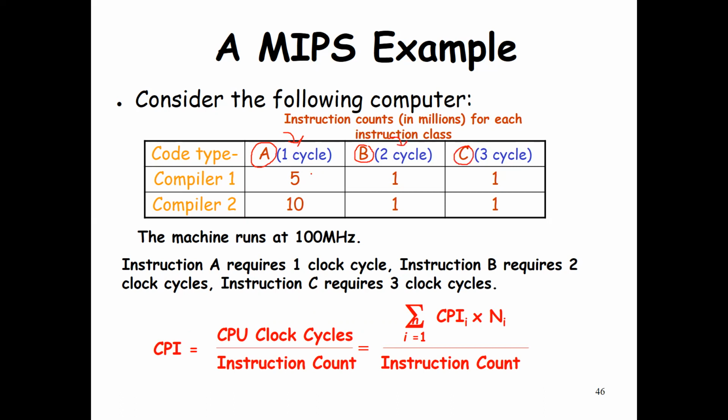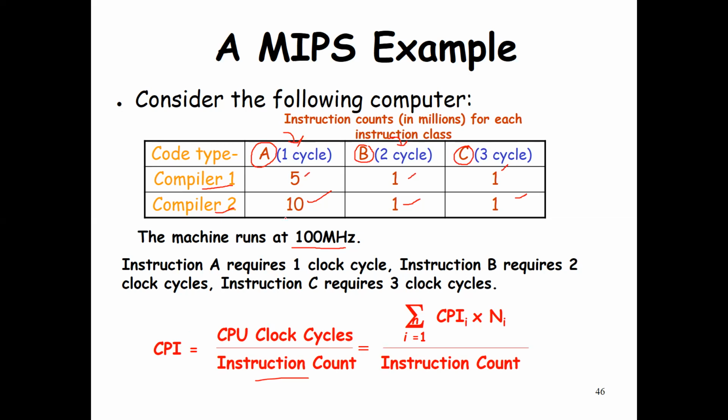Say that you have 2 programs. Program 1 has 5 instructions of type A, 1 instruction of type B and 1 instruction of type C. Program 2 has 10 instructions of type A, 1 instruction of type B and 1 instruction of type C. Let us assume the processor is running at 100 megahertz clock speed. Now the overall CPI can be calculated like this: CPU clock cycles by instruction count.